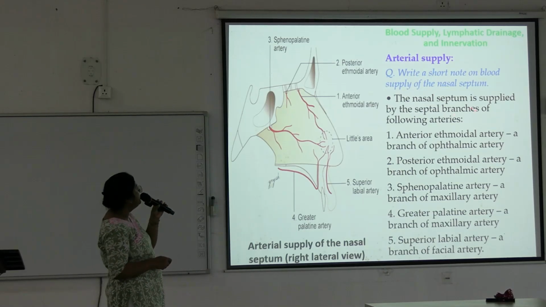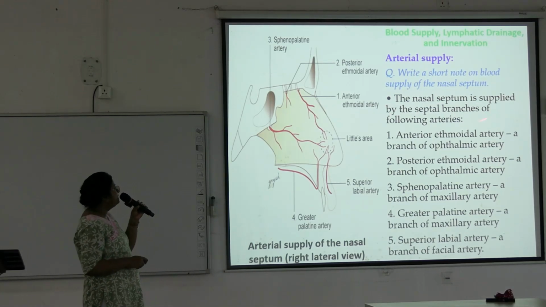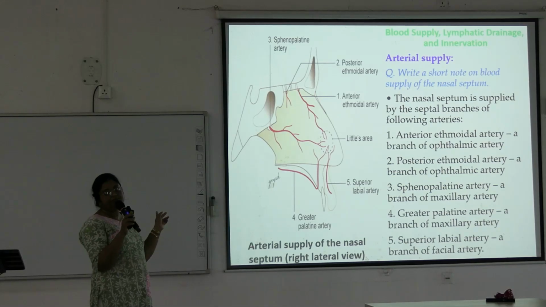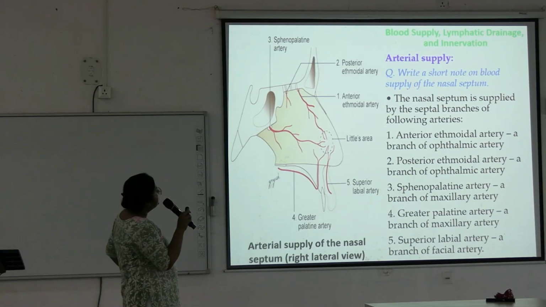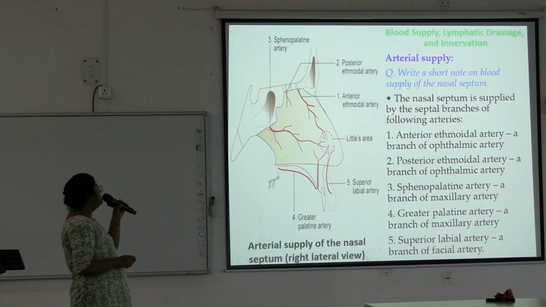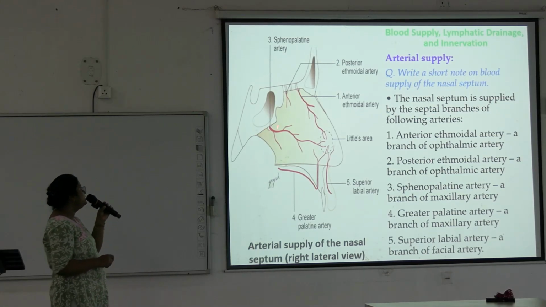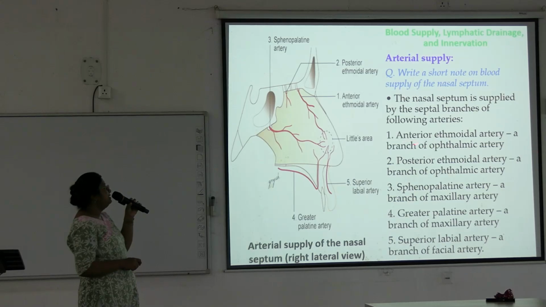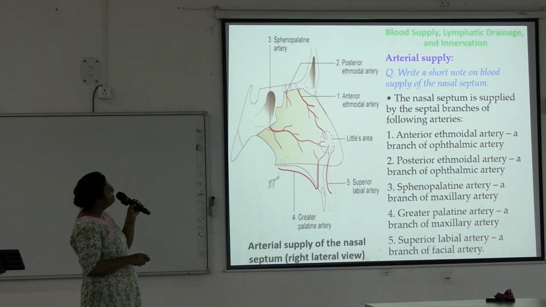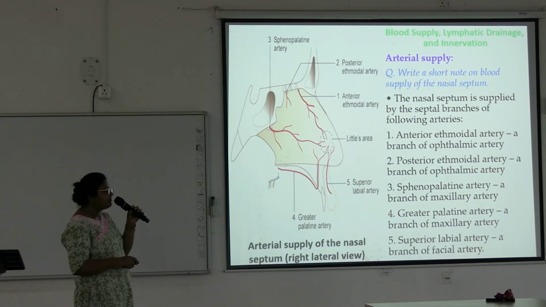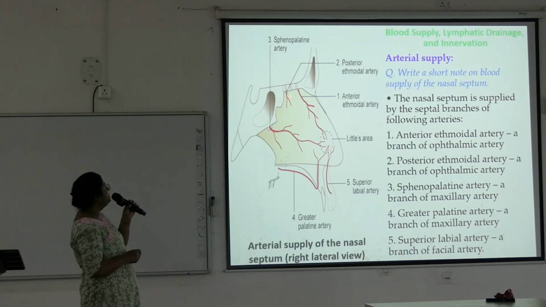First the arterial supply. The blood supply is very important for the nasal septum. Okay. So the nasal septum is supplied by the septal branches of these arteries. First is the anterior ethmoidal artery. See here, this one is the anterior ethmoidal artery, which is a branch of the ophthalmic artery. Next is the posterior ethmoidal artery.